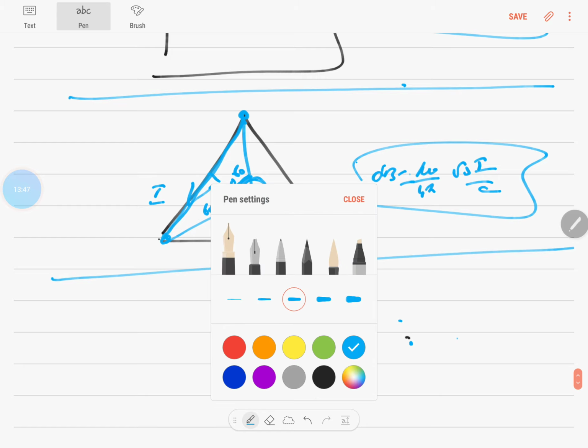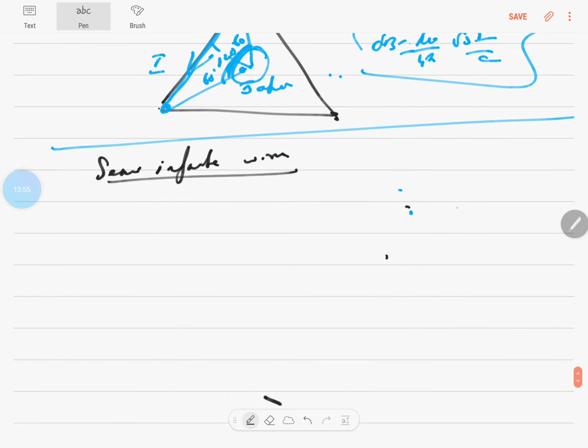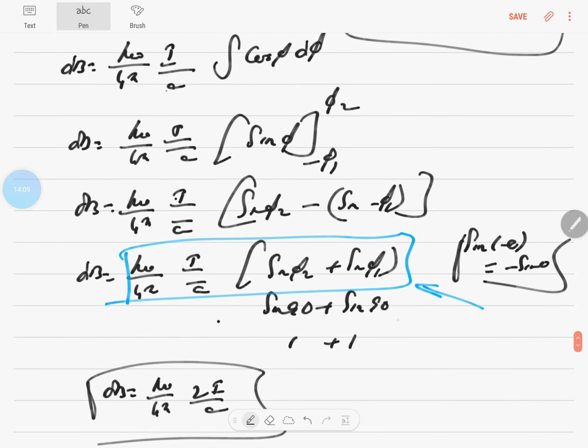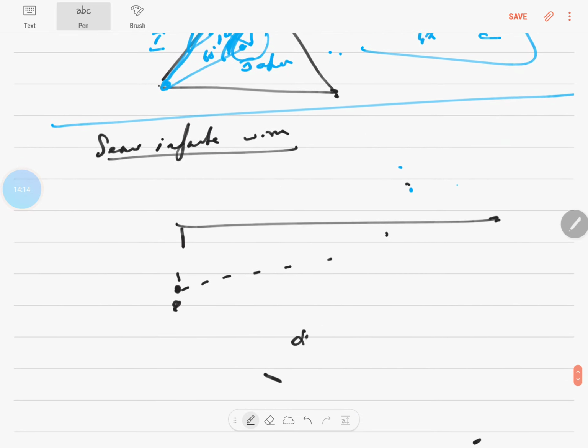Supposing it's a semi-infinite wire. What is a semi-infinite wire? It's like this, where the magnetic field here I'm trying to find, and I'm standing here, I'm looking at this end of the wire which is infinite. So this angle is 90, but at this end I'm not even lifting my head, so the angle is 0. So in the same formula, one angle will be sin 90, another angle will be sin 0, and sin 0 is 0. So the formula of dB in that case will be mu naught by 4 pi into I by A, because sin 90 plus sin 0, sin 90 is just 1.